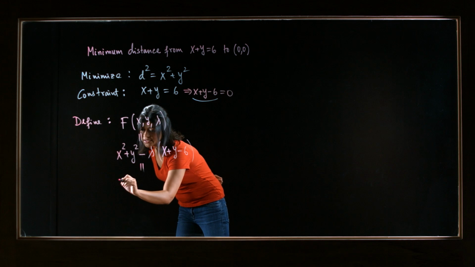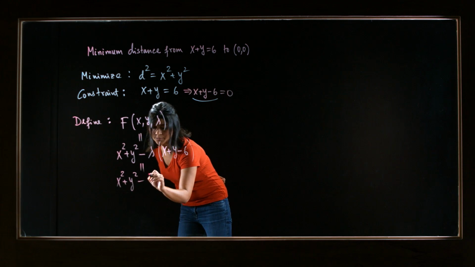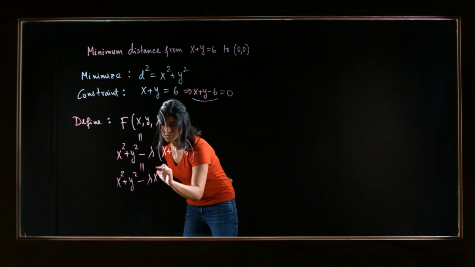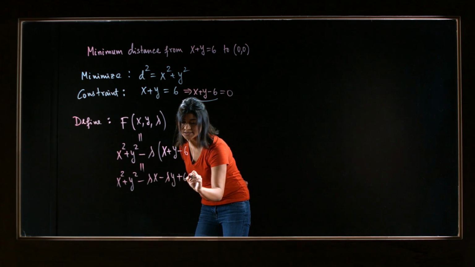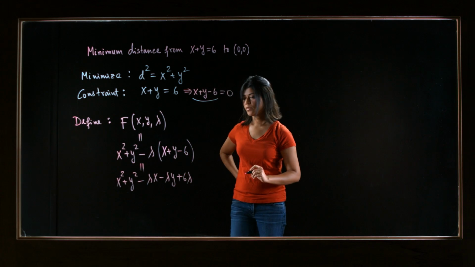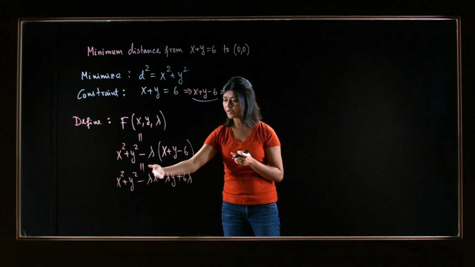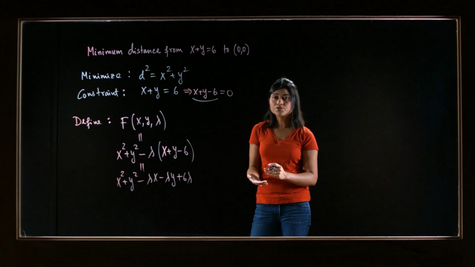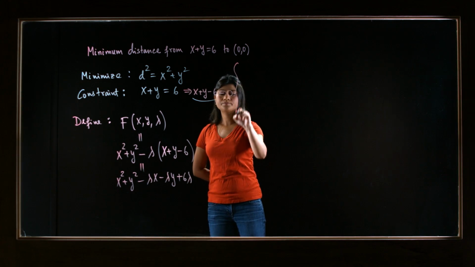And let's rewrite this one more time by distributing the negative lambda. So negative lambda x, negative lambda y, plus 6 lambda. And now we have to take the partial derivatives of this f with respect to x, y, and lambda, set them equal to 0, and find our critical number. So let's do that.